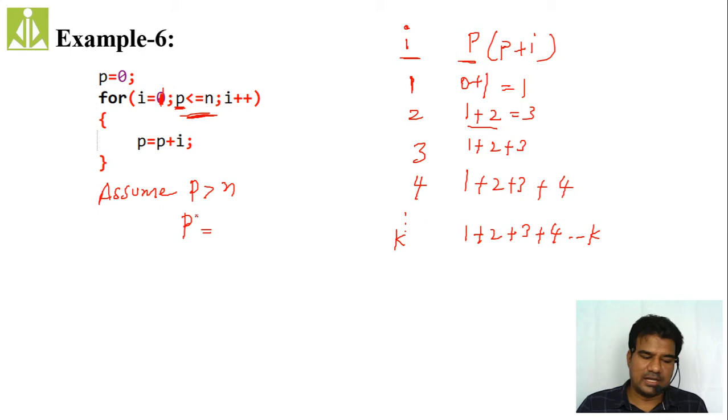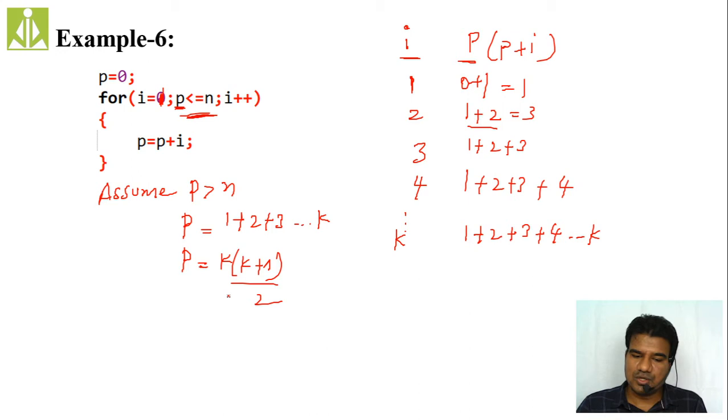So P will become greater than N, where P equals 1 plus 2 plus 3 and so on up to K. When P goes through this entire thing, we are considering P becomes greater than N. If you add all these numbers, P equals K into K plus 1 divided by 2. So this entire thing should be greater than N, then only my loop will break. This entire thing is P.